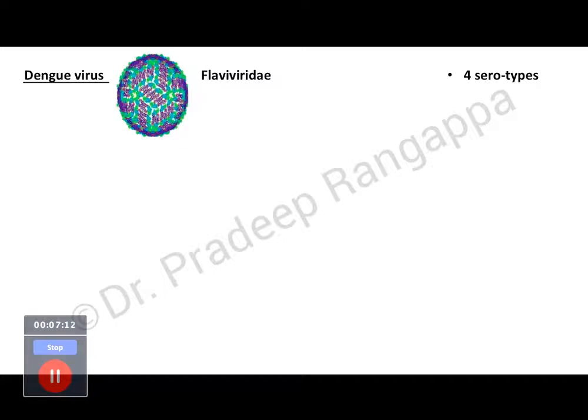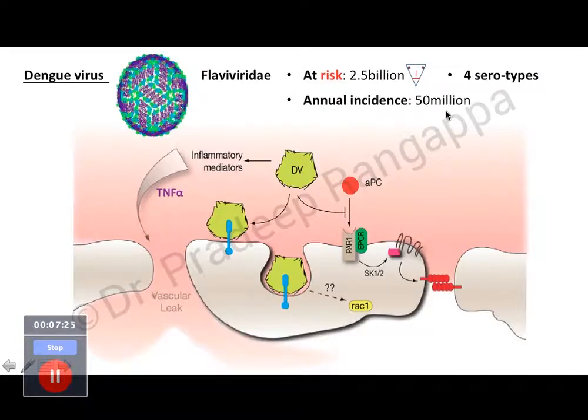Dengue virus is a flavivirus. There are 4 serotypes, and 2.5 billion people globally are at risk of developing dengue. Annual incidence is 50 million. So this is typically a dengue virus. How does it affect the liver, or in general? Dengue virus predominantly affects the blood vessels, that is, the endothelial cells within the blood vessel.